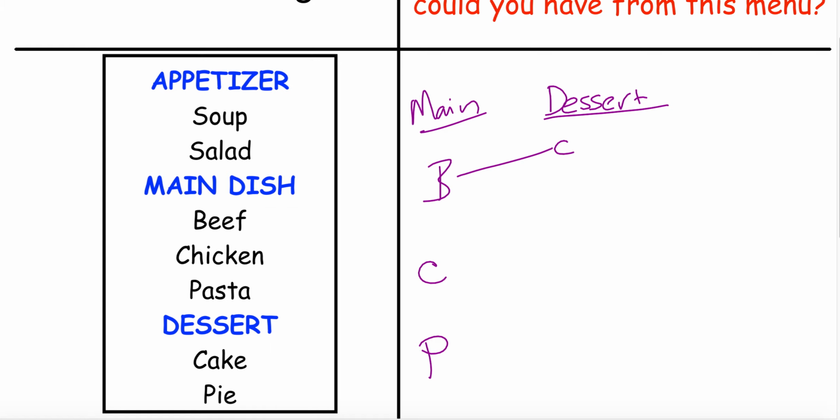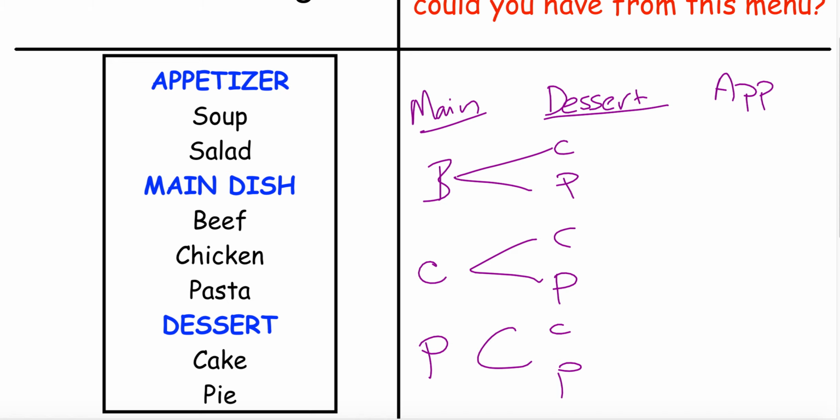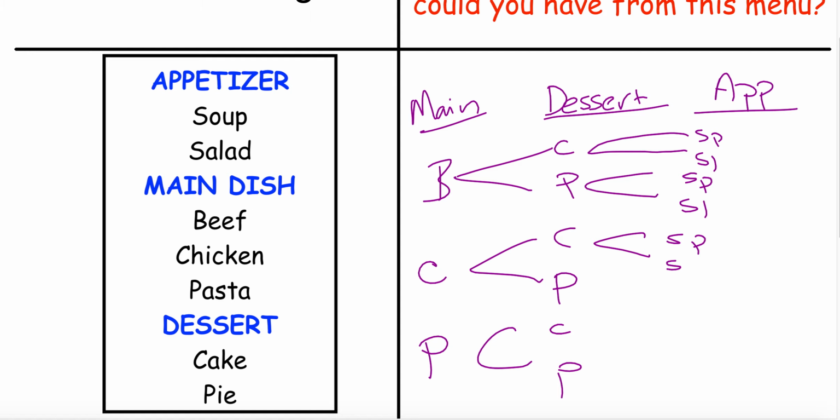And I have cake or pie. And same thing here. Cake, pie, cake, pie. And then I did my appetizer. And from here, I could have super salad, super salad, soup salad, soup salad.